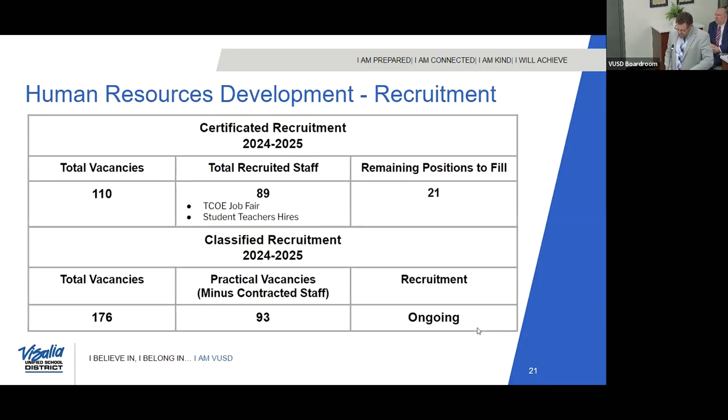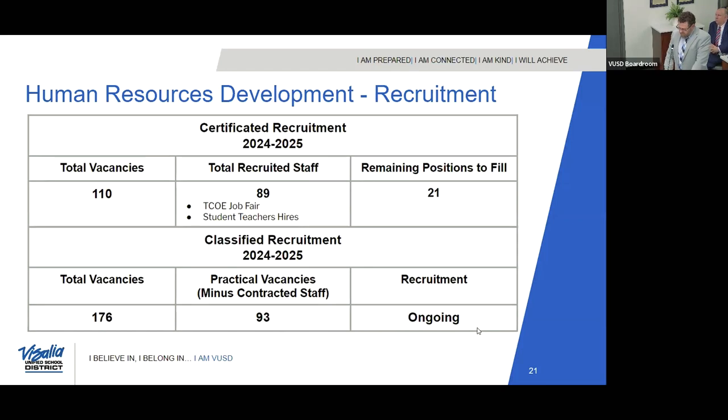The next slide here is information from Dr. Serena Arias and her team in hiring and recruitment. Rather than dive into numbers for this year, which honestly at this point are a little bit static, I want to point your attention to recruitment for next year. So these are looking at recruitment for the 24-25 school year.